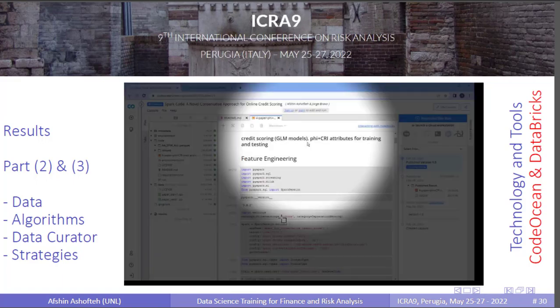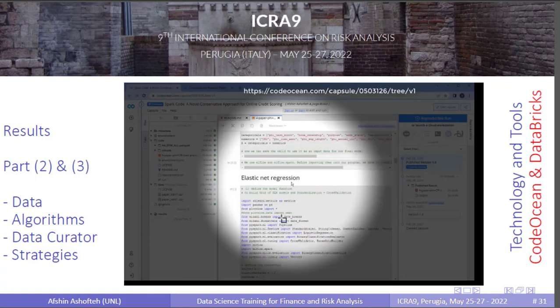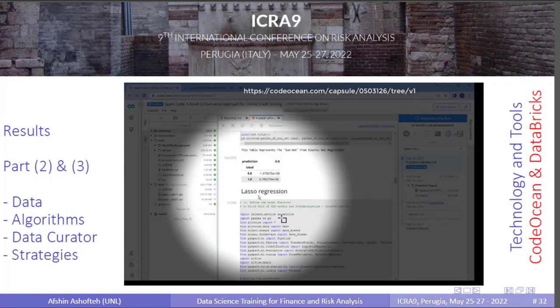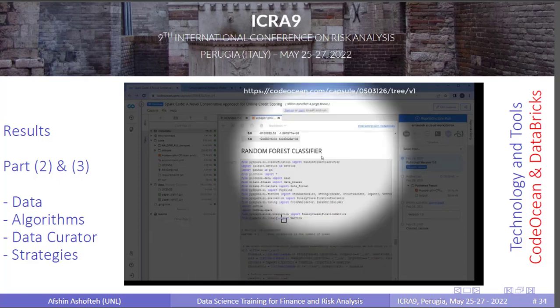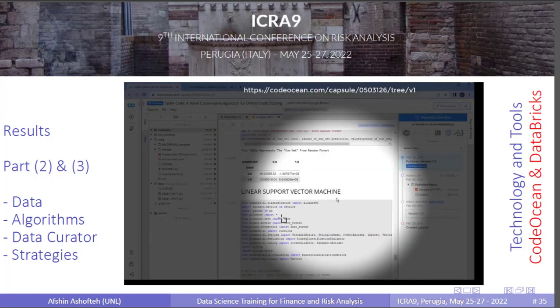This credit scoring and credit risk management program starts with feature engineering. Then you can see elastic net regression, lasso regression, ridge regression, random forest classifier, and finally the linear support vector machine, which is not only a help for students to see a real example of solving a problem of risk by data science, but also to help them in their projects with a PySpark code, which is based on Python and also Spark for big data.